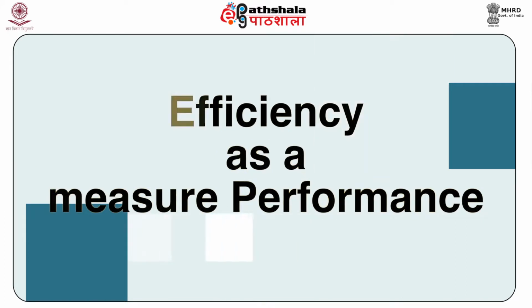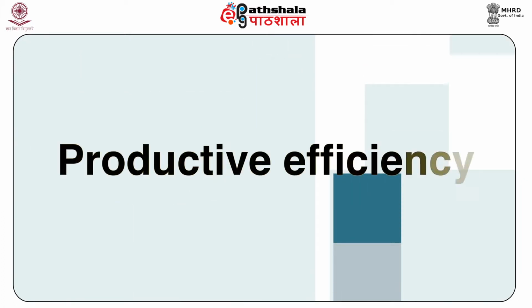Efficiency as a measure of performance. There are different types of efficiency. These can be discussed here. Number one is productive efficiency. Productive efficiency is concerned with producing goods with the optimal combination of inputs to produce maximum output for the minimal cost. To be productively efficient means the economy must be producing on its production possibility frontier. That is, it is impossible to produce more of one good without producing less of another.